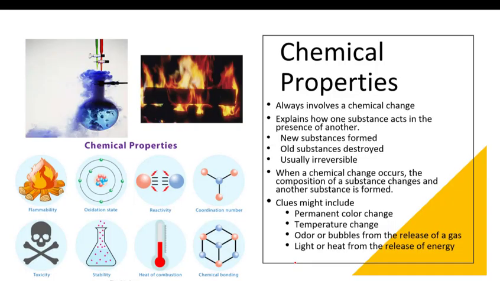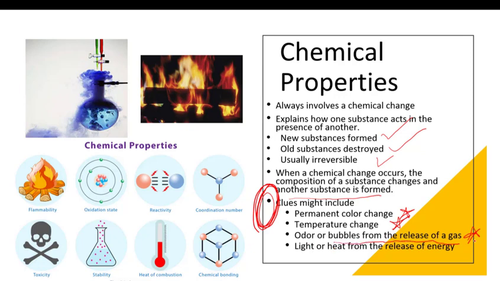So some chemical properties always involve a chemical change. Chemical properties explain how one substance acts in the presence of another. New substances are formed, old substances are destroyed. It's usually irreversible. When a chemical change occurs, the composition of a substance changes because another substance is formed. Some clues, this is a big one to write down, some clues that a chemical change happened is that there is a permanent color change, that there is a temperature change, that there is an odor produced or bubbles produced.